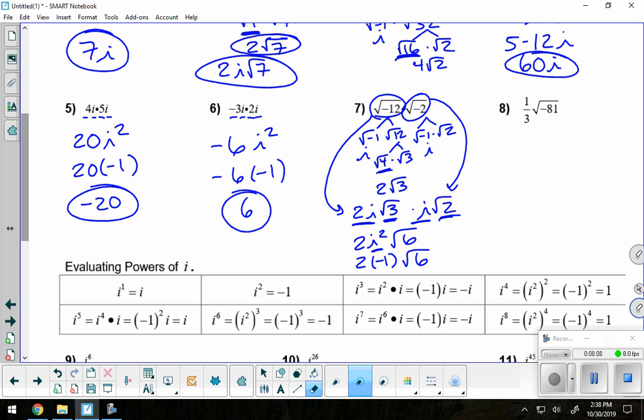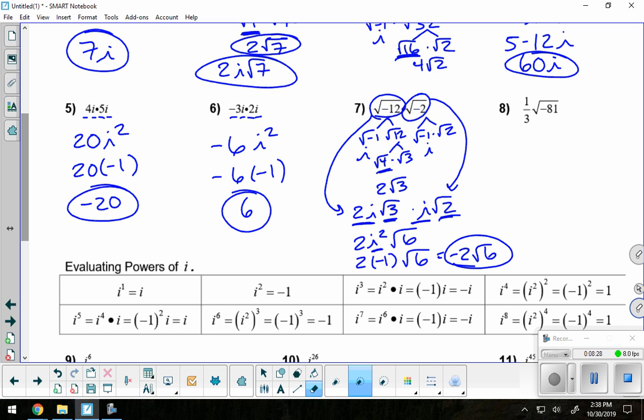So I take that out, replace it with negative 1. 2 times negative 1, our final answer is going to be negative 2 square root 6. And that's your final solution. Okay, so basically I simplified the radicals first, and then I did the multiplication at the very end. But you want to keep simplifying until you cannot anymore.